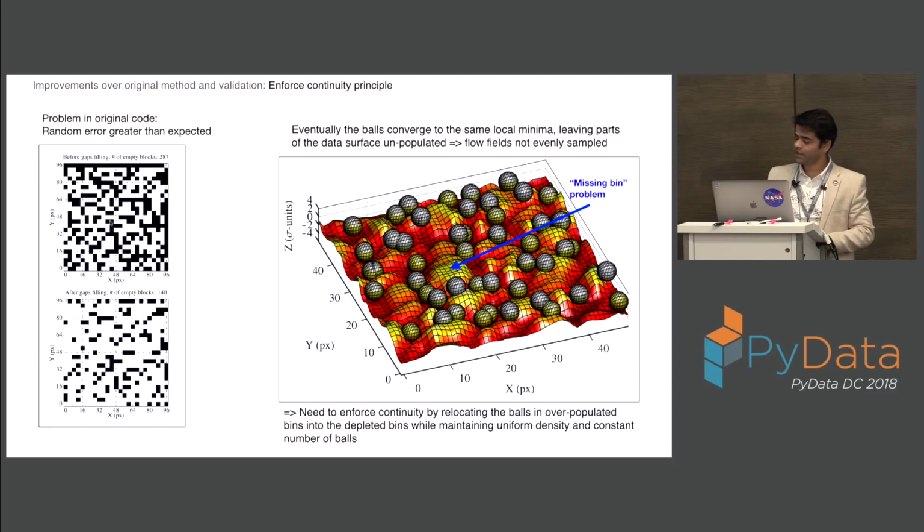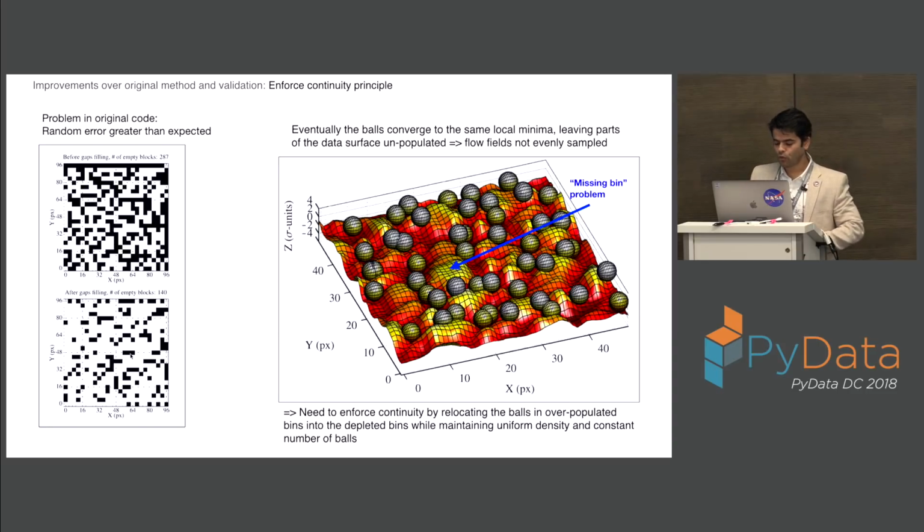On the left, I've plotted what happens after the integration of the balls, and you have all these empty bins. These are the bins where you will not be able to tell what the velocity is. Originally, the original author tried to solve this by simply throwing more balls where you had empty bins, but you still had lots of empty bins at the bottom, so that was not enough.